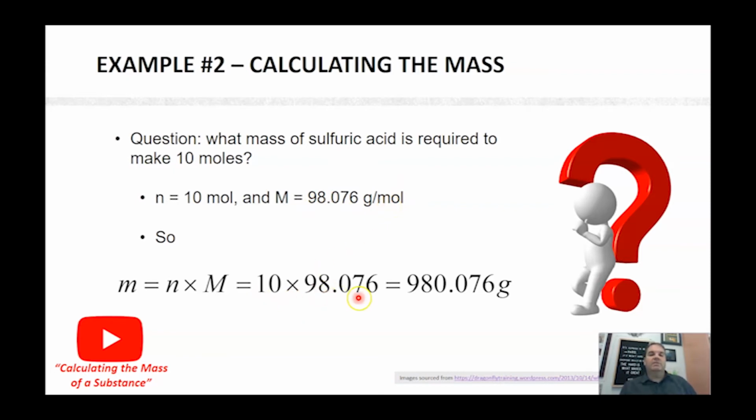We simply multiply them together, and we would need 980.76 grams of sulfuric acid to make 10 moles. Again, more examples over here.